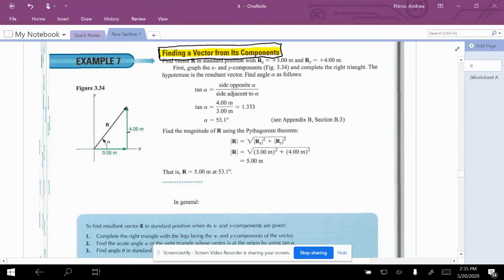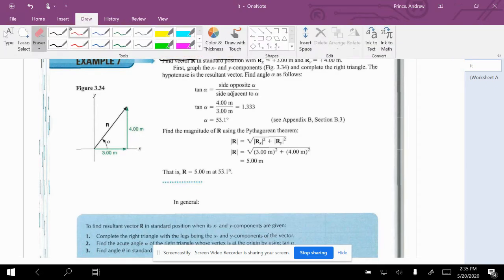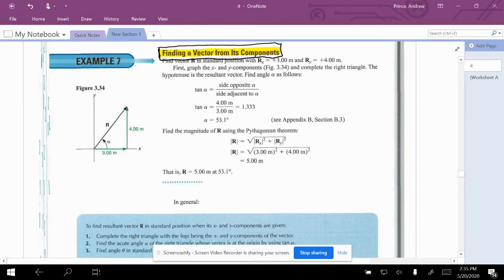The next step in what we're going to be going over today is finding a vector from its components. And we're going to talk a little bit about what the components are and what we can do with them, and then how to solve some equations with those components. So right here, the first part that you're going to talk about is what exactly the components are.